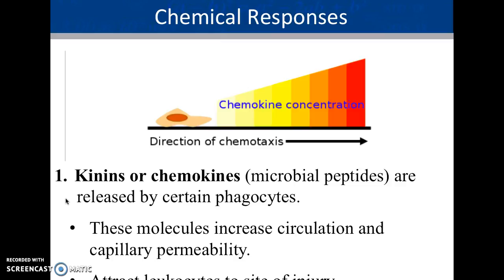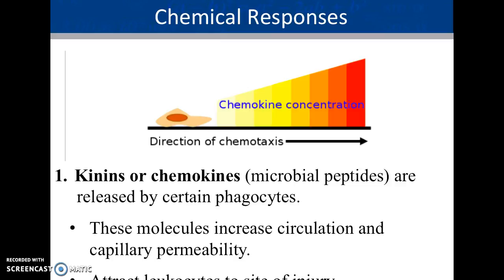We call them kinins or chemokines. They are peptides, which are proteins, and they're released by certain phagocytes. These molecules increase circulation and capillary permeability, so the goal is to bring more immune system cells to the site of the pathogens. They also attract leukocytes to the injury area.